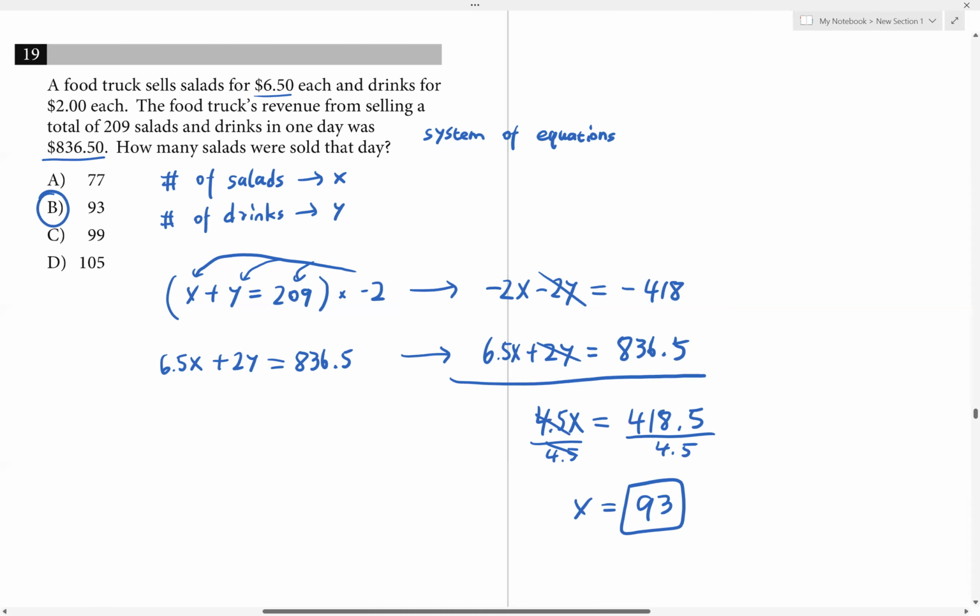If we're solving for the number of drinks, after we have the X value, you can plug it into one of the equations to solve for Y. That would be the number of drinks. All right. So for this one, the final answer is just B, 93.